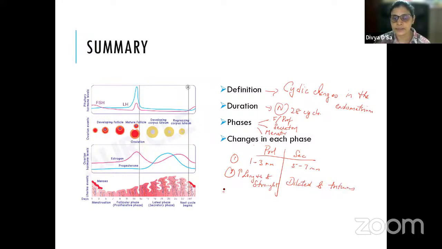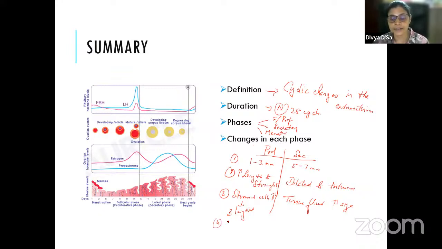Then the stromal cells will increase. There are 3 layers, which we call the stratum compactum, stratum spongiosum, and the stratum basale. So 3 layers we get. Here also the stromal cells get filled with tissue fluid, and they increase in size because of the accumulation of glycogen and lipid droplets.